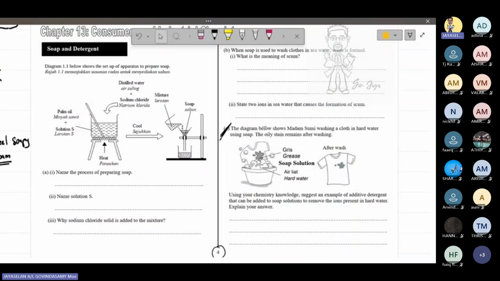Monday we do revision. Monday we do revision. I will only take few questions. We just discuss only lah.